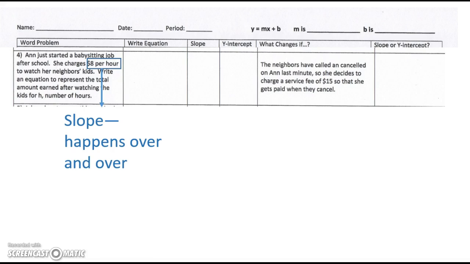There is no y-intercept because when I start, I get $0. So 0 hours, $0. So my equation is just my money is equal to $8 times how many hours I work. So my slope right here would be 8 because every hour I get $8. My y-intercept would be 0 because at 0 hours I'm getting $0. I'll give you a second, make sure you have that written down.